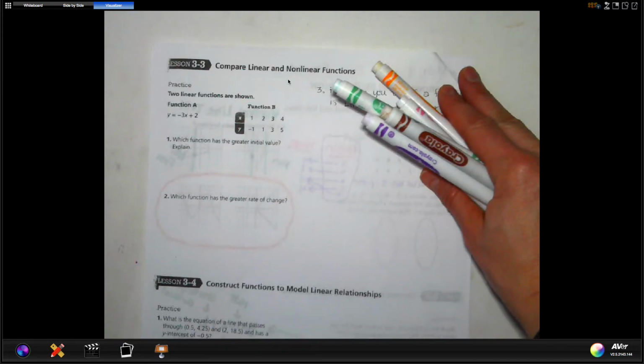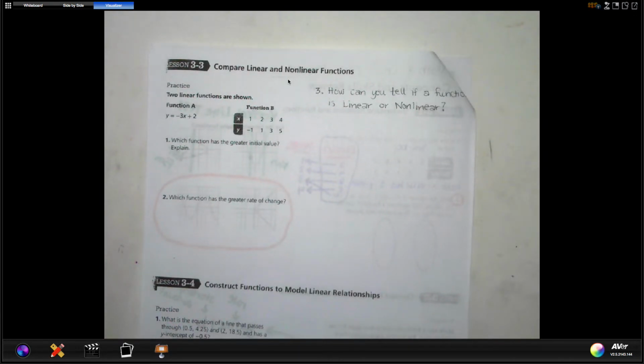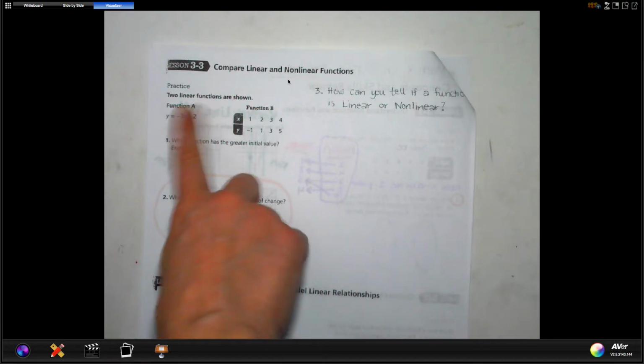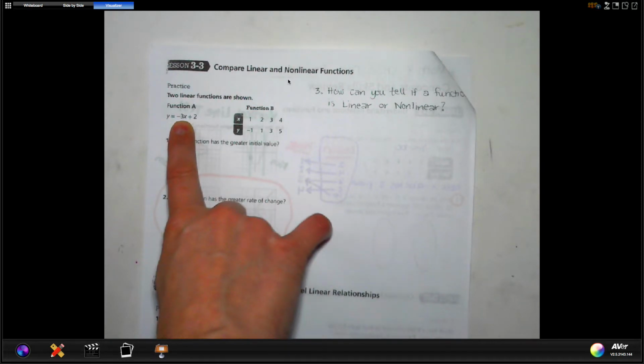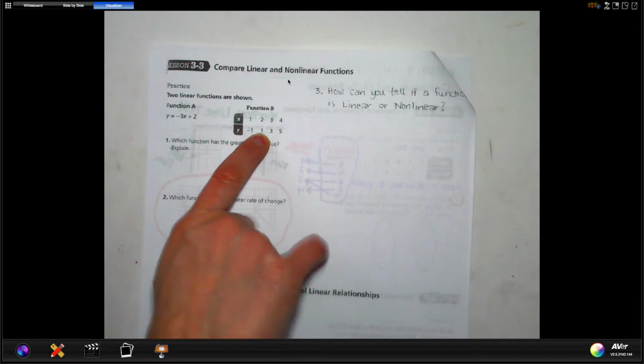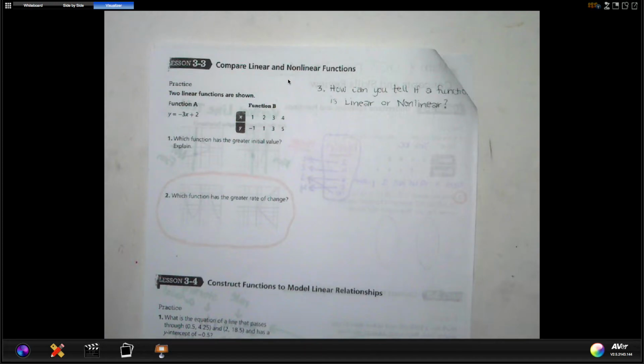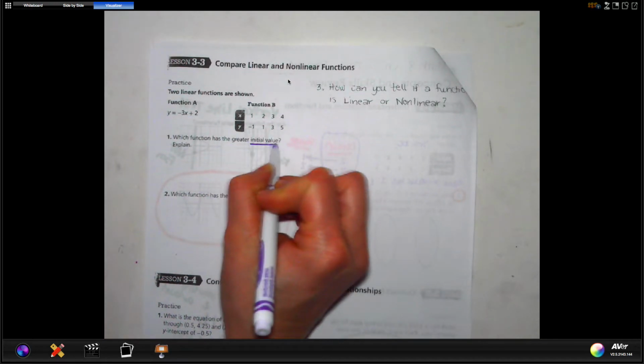The next section is section 3.3. Now, this section is one of the sections where the question will be worth multiple points, like 3 and 4 and maybe even 5 points, depending, okay? And so in this section, we have to compare them, depending on what they're talking about. So it says 2 linear functions are shown. We've got an equation here, and we've got a table here. So this first question says, which function has the greater initial value?